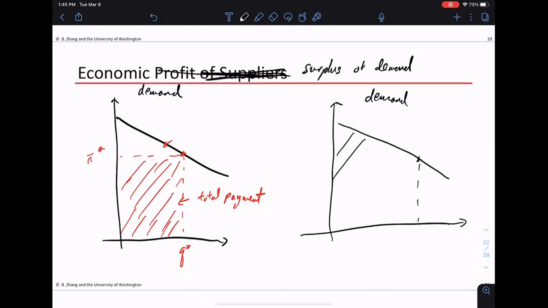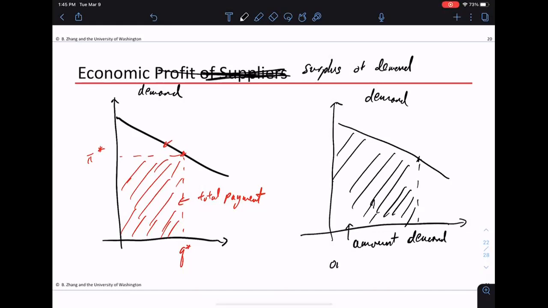Then the entire area under the curve, this entire area under the curve, this is the cost, this is the amount demand would be willing to pay. Because the area under the curve is actually the break-even point for demand. Okay, this is the break-even point for demand.